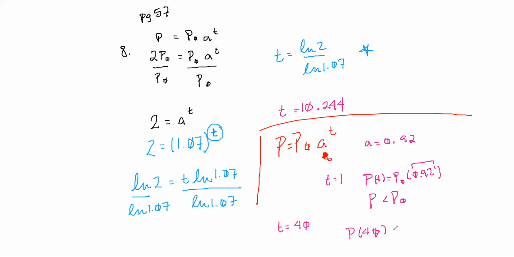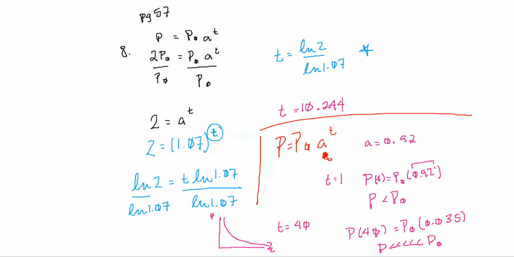It gets really tiny. So that's 0.92 to the 40, which is 0.035. So p is very, very small compared to p naught. So what's happening here is that as t gets bigger, p gets really tiny. Yeah?